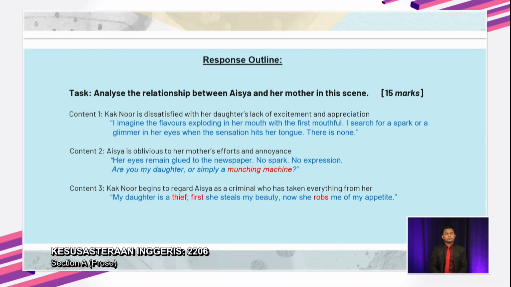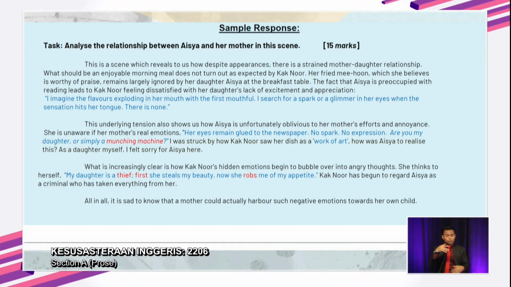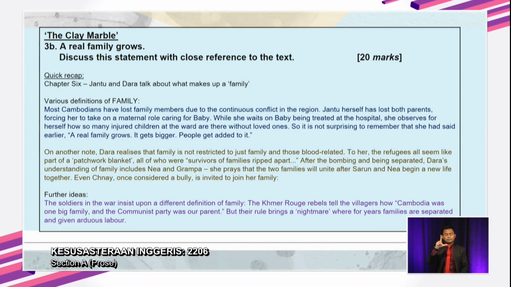If you have decided on the novel, all right, the novel, The Clay Marble, for example, and you get a question there, a real family grows. What are you going to do? From the beginning up till the end of the novel, the idea of family is one of the major themes found in the text. So looking at the statement, a real family, you know that this comes from a conversation that Jantu and Dara had. They talk about what it means to be a family and how what they have right now is not a real one. So you have Dara questioning Jantu.